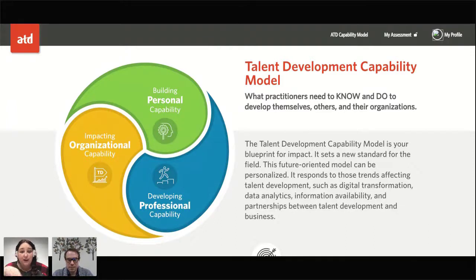I was curious as you were talking, and I decided to go back and look to see what they have to say about this model. And so they have it listed here as a new standard for the field. And they also say it's a future-oriented model that can be personalized, and it responds to trends affecting talent development, such as digital transformation, data analytics, information availability, and partnership between talent development and business.